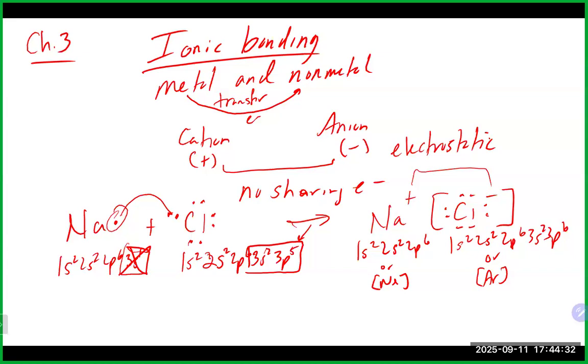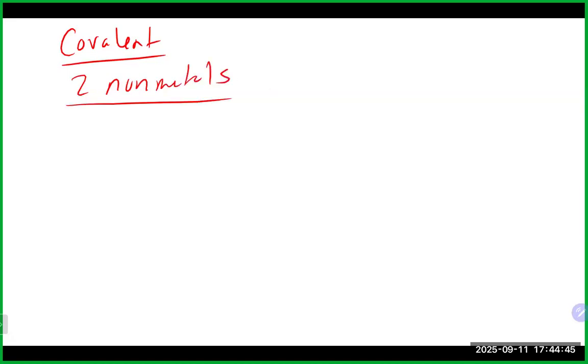Now, the other type of bonding that we talked about was covalent bonding. Covalent bonding is between two nonmetals. And because it's between two nonmetals, they are located on the same side of the periodic table.